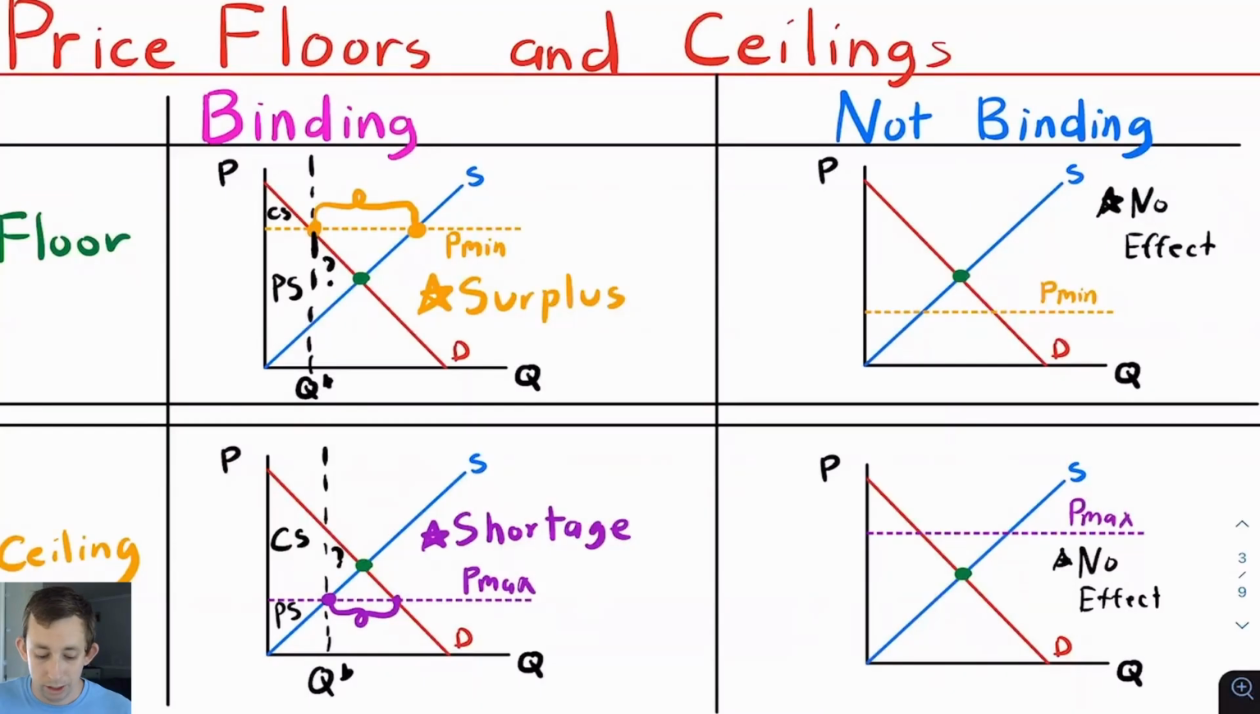Let's start off with our talk about price floors and price ceilings. I've done 4 little cells here. We're going to focus mainly on the binding column in here, and then the row is just a price floor or a price ceiling. So let's start talking about a price floor. A price floor, if it's binding, is a legally minimum price that is above the equilibrium price that would occur if we didn't do anything to this market.